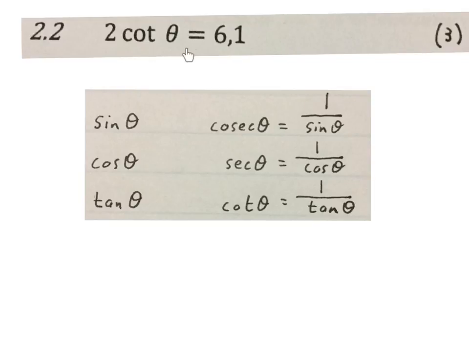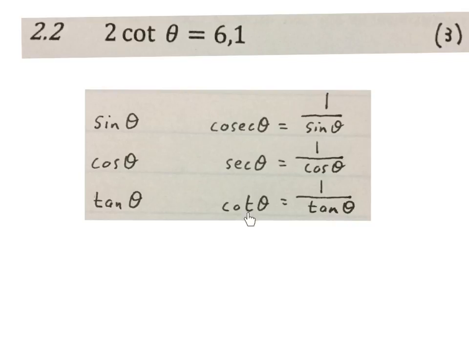The next equation we're going to do is 2 cot theta = 6.1. Quickly just reminding you that cosec is a friend of sine, sec is a friend of cos, and cot is the friend of tan. They are actually the reciprocals of these guys. We're not going to go for those big words.